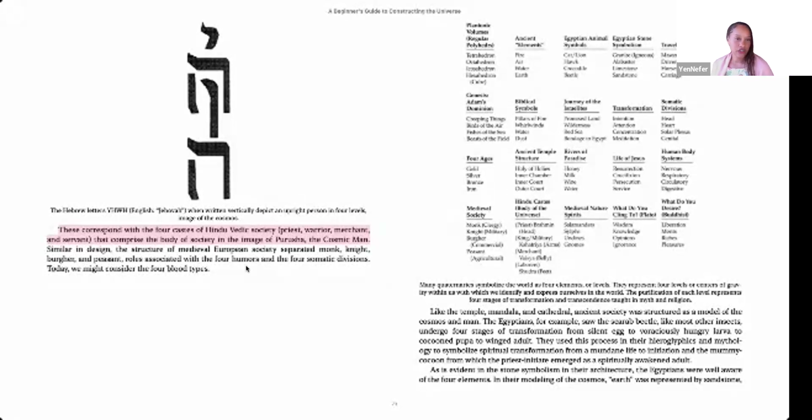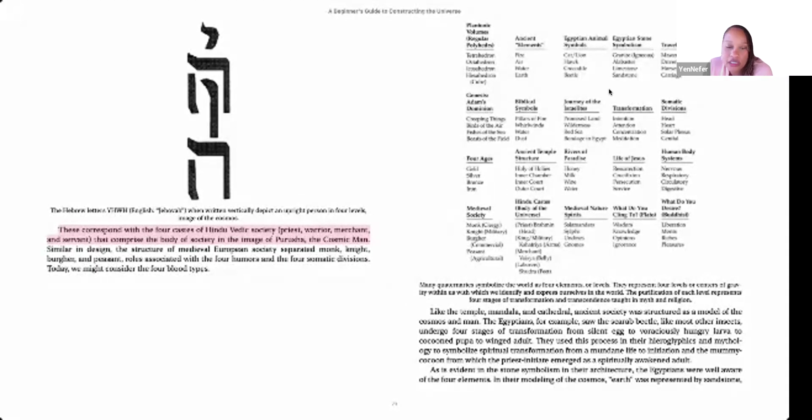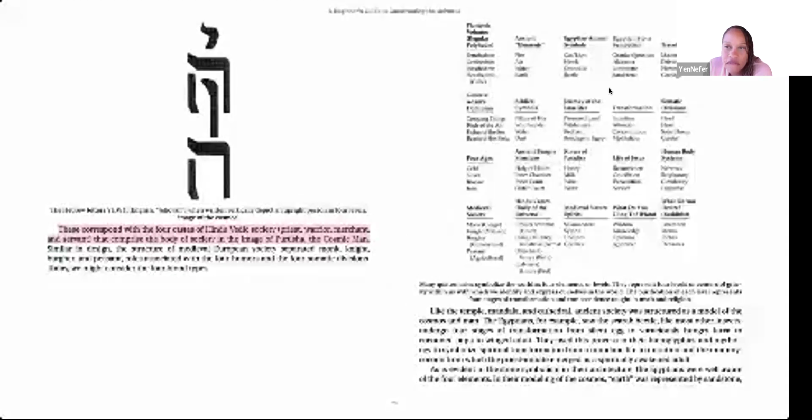Today, we might consider the 4 blood types. Interesting. Okay, so this diagram is interesting. It's a lot in there. Okay, so symbols. So please pause there and take a look at that. I'm going to keep reading.